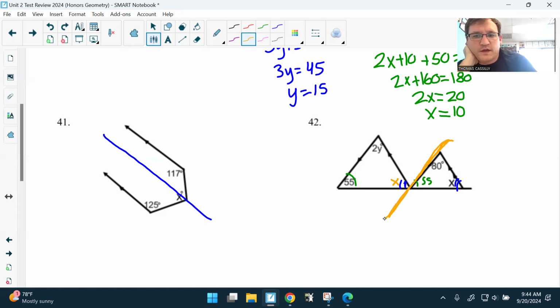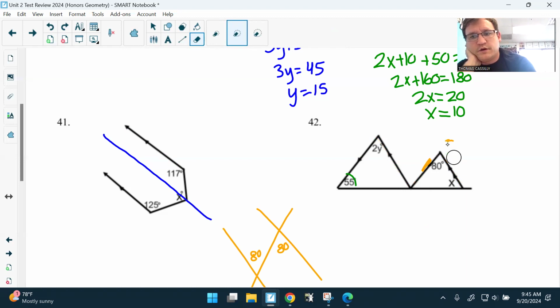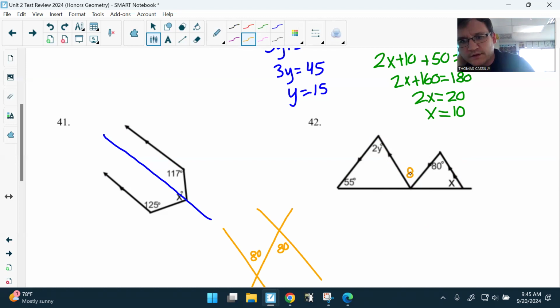All right, so if I look at these lines right here, I have an 80-degree angle here. And I know I have an alternate interior angle right here, which is also 80 degrees. All right, so if I wanted to, I can take that 80 degrees and I can put it right here. That is an alternate interior angle. So we said this was an X. We said this was a 55. And now we do have enough information to solve the rest of this problem here.